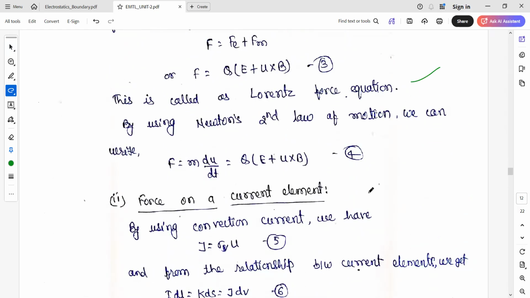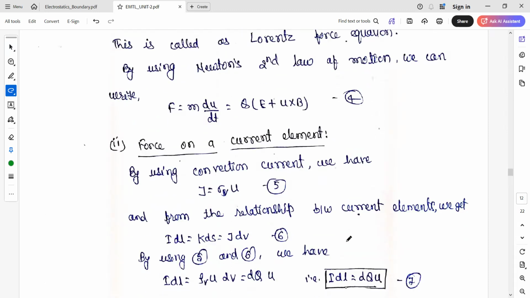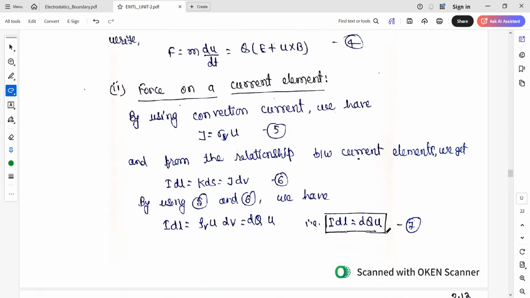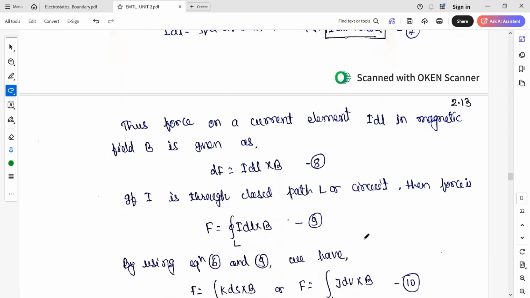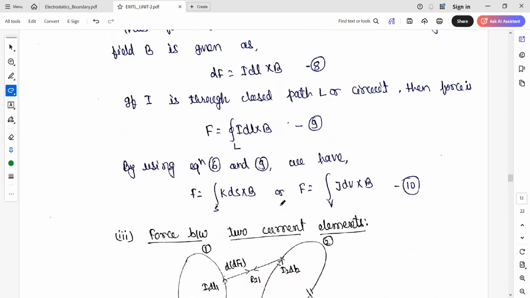Again, we have force on the current element. So again, you are going to use the concept of current density here. And these are the different situations: volume, surface, and line. Again, on the basis of that, we have I dl equal to dq into U. For this, a separate lecture is already there. So this is just a fast recap, and you can see that separate video. So dF equal to I dl cross B, and if you integrate both sides, you get the force. So this is the force in case of a current element.